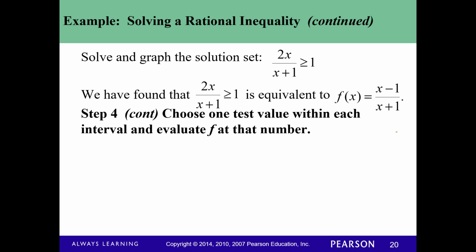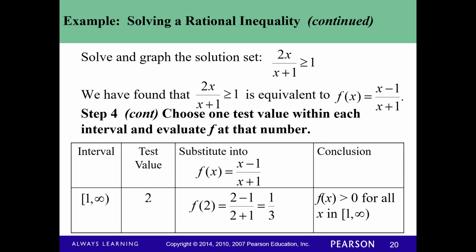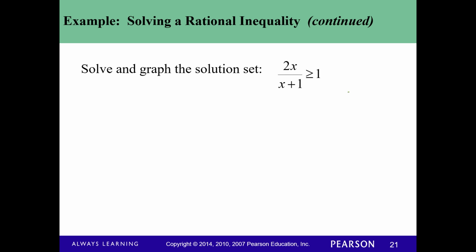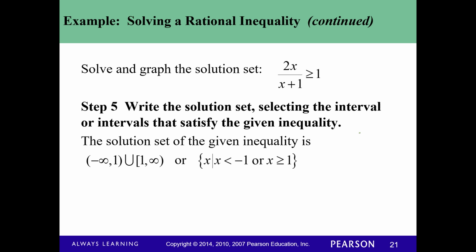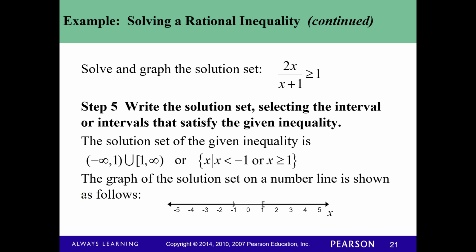And now we will test one more point. Let's test 2 in that third interval. When we plug 2 into the original function there, or the equivalent function, we get a positive number, 1/3. So we can state that f of x is going to be positive, or greater than 0, for all x in that interval. And now we're ready to write out the solutions. So the solution set will be these two intervals combined together, or we can write it in set builder notation, and we can even graph it on a number line.